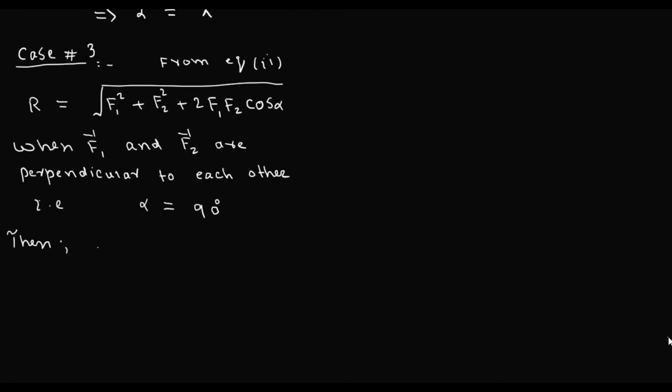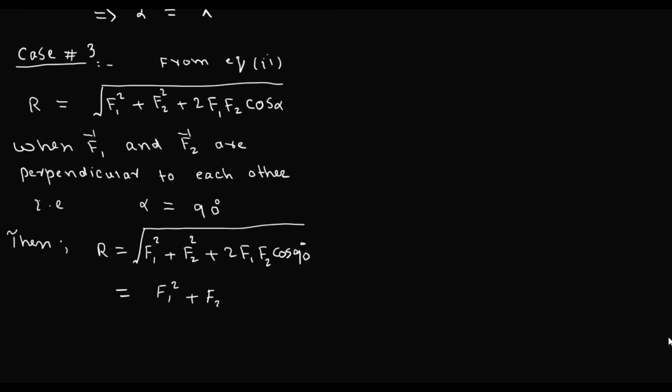Thus our resultant will be R equals the square root of F1 squared plus F2 squared plus 2 F1 F2 cosine of the angle between them, which is 90 degrees. Cos 90 is of course 0, therefore we are only left with F1 squared plus F2 squared, because 2 F1 F2 cos 90 is equal to 0.